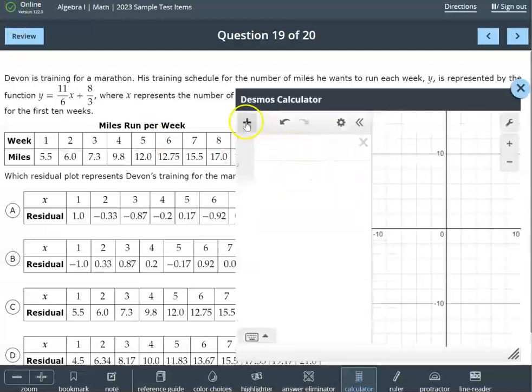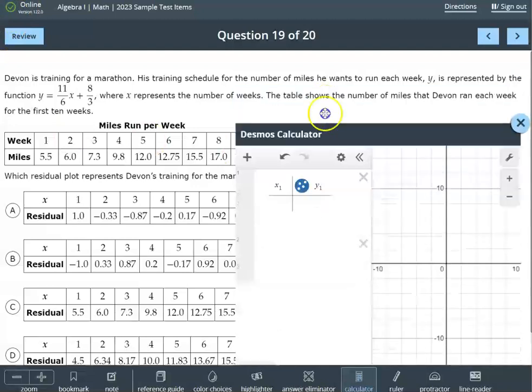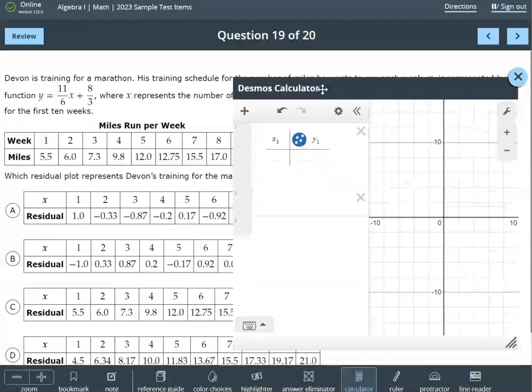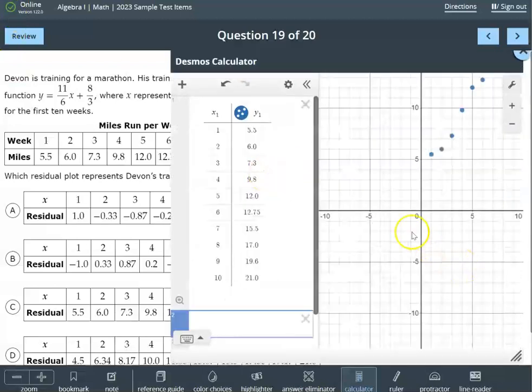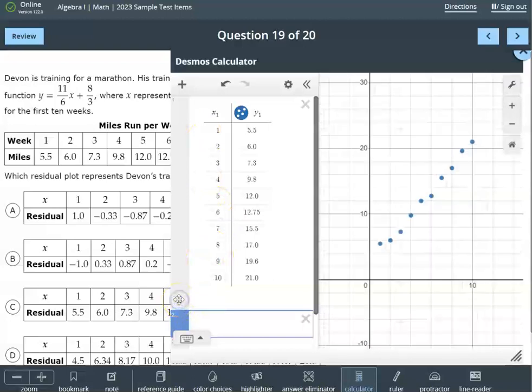To create the table, click the plus sign and click Table. On the left side, we'll put the weeks, and these go from 1 to 10. And on the right side, we'll put the miles. Once all the data is in the table, on the bottom left corner of the box where the table is, there's a little zoom fit. If you'll press that, it will create a nice graph in a nice window so you can see the points.